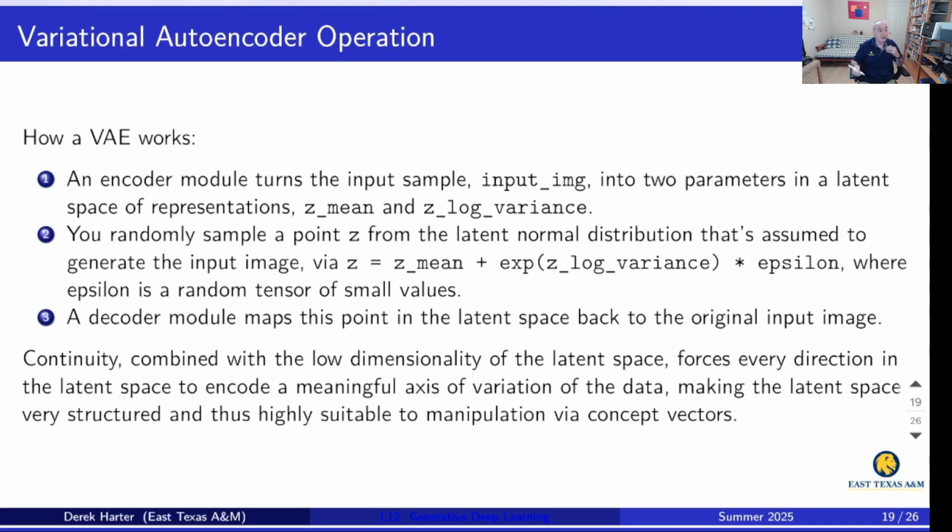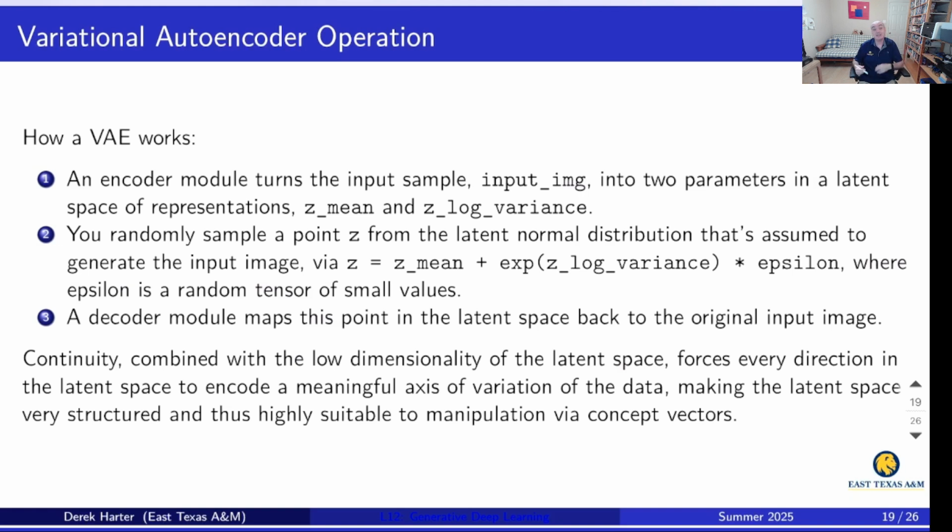So how a variational autoencoder works is the module turns the input sample, the image, into these two parameters in some latent space representation, the mean and variance. Then you sample randomly a point from that latent normal distribution, which is assumed to generate the input image via the statistical property, the mean plus the variance times some bit of noise, epsilon. The decoder module then maps this point in the latent space back to an original input image. The continuity combined with the low dimensionality of this latent space forces every direction in the embedding space to encode some meaningful axis of variation.